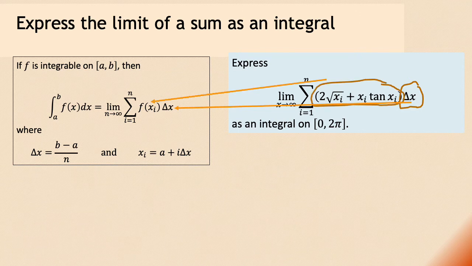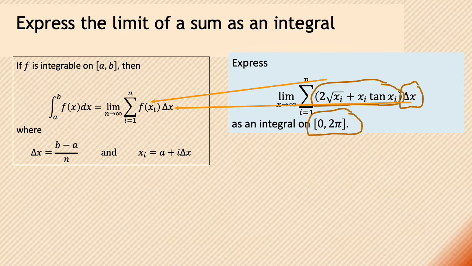And then the function itself at any particular point, f of x sub i, is 2 times the square root of x sub i plus x sub i tan of x sub i. So that's what we have to work with, and our interval is from 0 to 2 pi. So now we want to convert this. So there's our interval. We want to convert this, just simply convert it back into integral form.